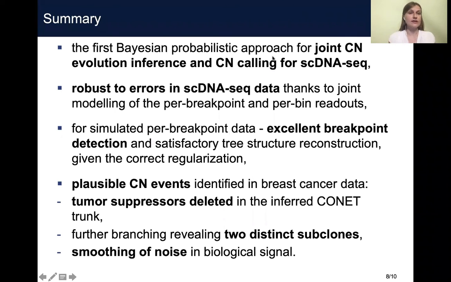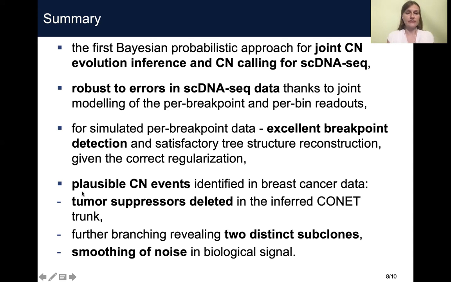In summary, I would like to remind you that CONET is the first Bayesian probabilistic approach for joint copy number evolution inference and copy number calling using single-cell DNA sequencing data. Our model is robust to errors in single-cell DNA sequencing data because it jointly models per breakpoint and per bin readouts. For simulated per breakpoint data, we have achieved excellent breakpoint detection and very satisfactory tree structure reconstruction, given that we used the correct priors.